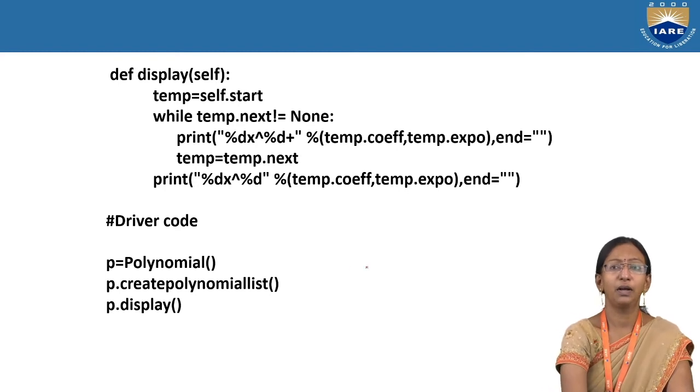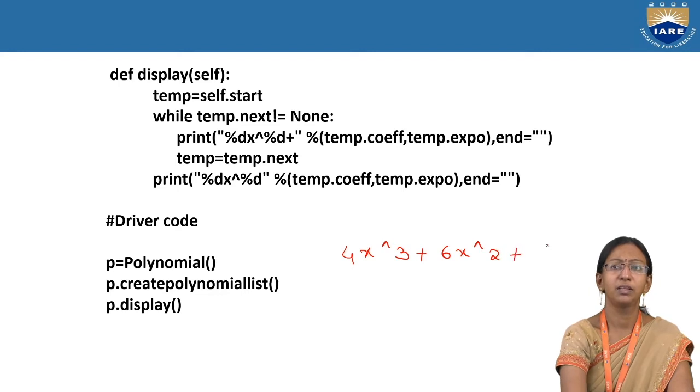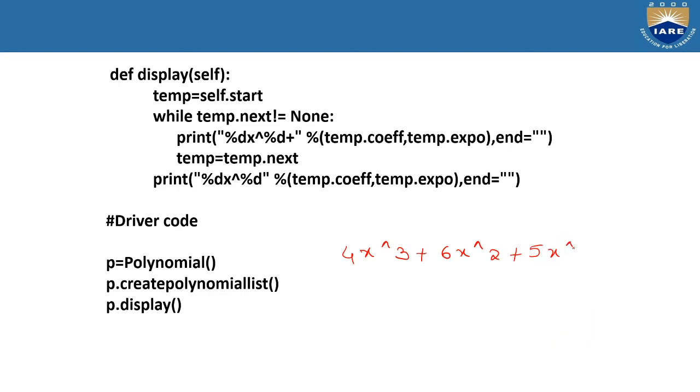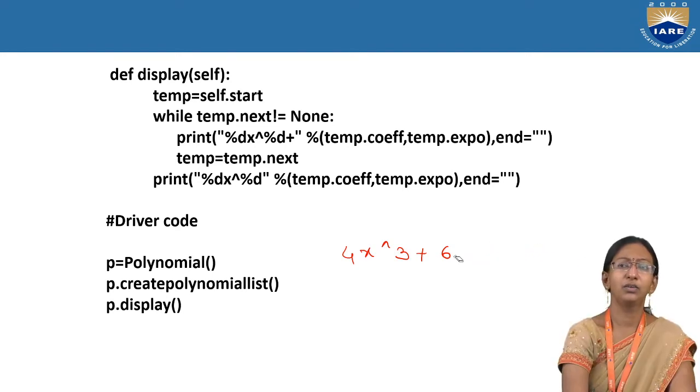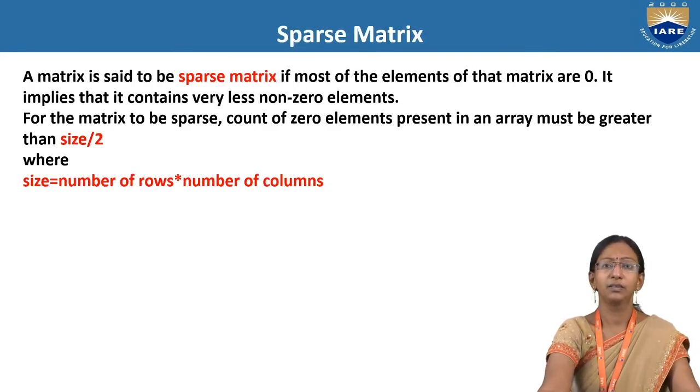If I give that, it will be 4x exponent 3 plus 6x exponent 2 plus 5x exponent 1 plus 6 as the answer. So this is how you will get to see how your polynomial looks when you store it using a single linked list in your memory. This is one of the applications of your single linked list.